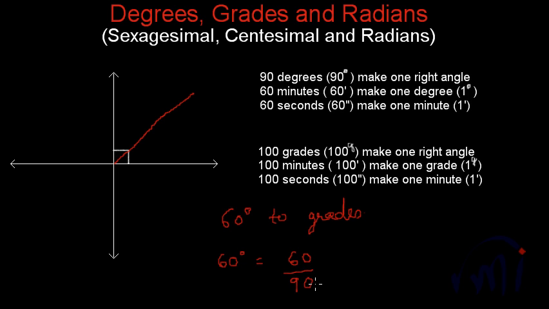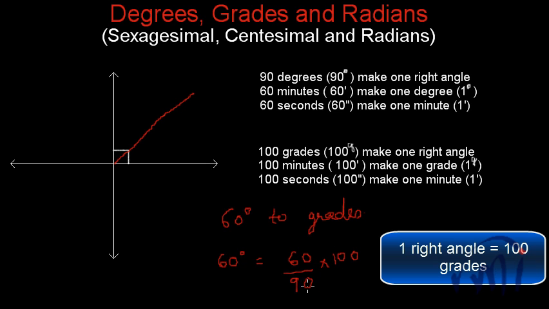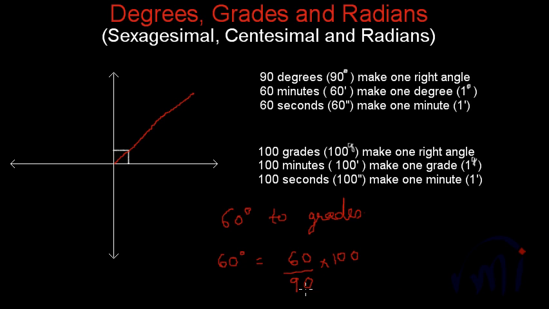Now we want to convert it into grades. So to convert it into grades, we have to multiply this by 100. So it will be 60 divided by 90 multiplied by 100. This will be in grades. And now we have to solve it further. If we solve it further, the zeros will get cancelled. 3 3s are 9, 3 2s are 6 and 0. So this will be 200 by 3 grades, or 3 6s are 18, 66 and 2 by 3 grades. So this is how we convert degrees into grades. This was the easy example.